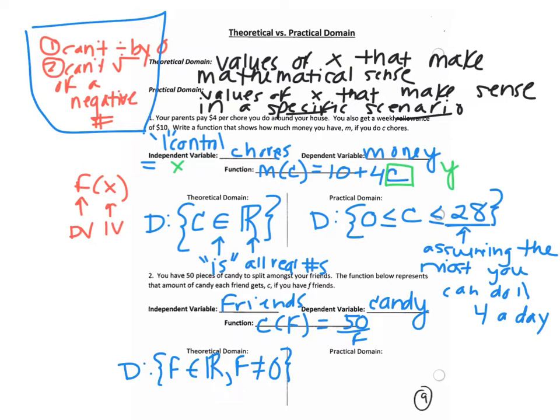And then for my practical domain, it won't make sense to have 0 friends. So I am going to have 0 be my lowest value, but I'm not going to have it be equal to. Or another way maybe we could write this is that we have to have at least one friend to share the candy with, because it won't make sense to not share it with anybody. And then the most I can have is 50. After 50 friends, people would be getting half of a piece of candy, and that really wouldn't make sense in this scenario. So that's my practical domain. That's what makes sense in this specific problem.